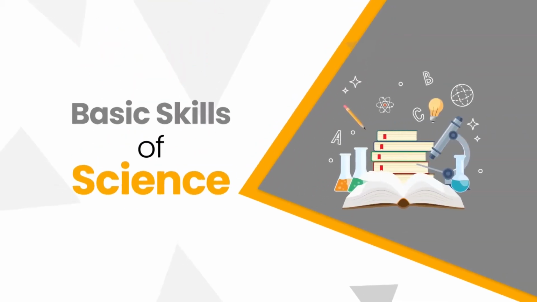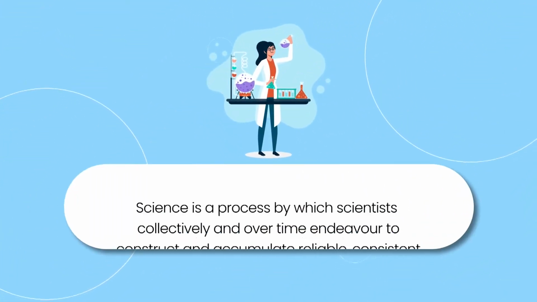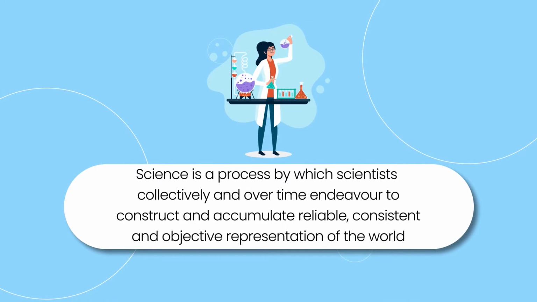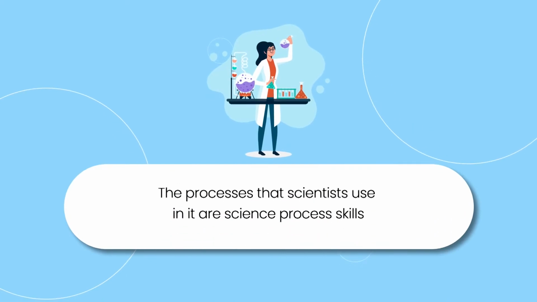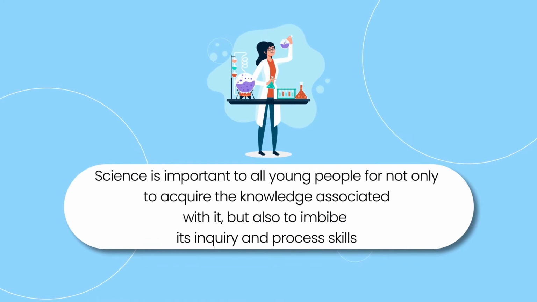Basic skills for science, that is process skills. Science is a process by which scientists collectively and over time endeavor to construct and accumulate reliable, consistent and objective representation of the world. The processes that scientists use in it are science process skills. Science is important to all young people not only to acquire the knowledge associated with it, but also to imbibe its inquiry and process skills.